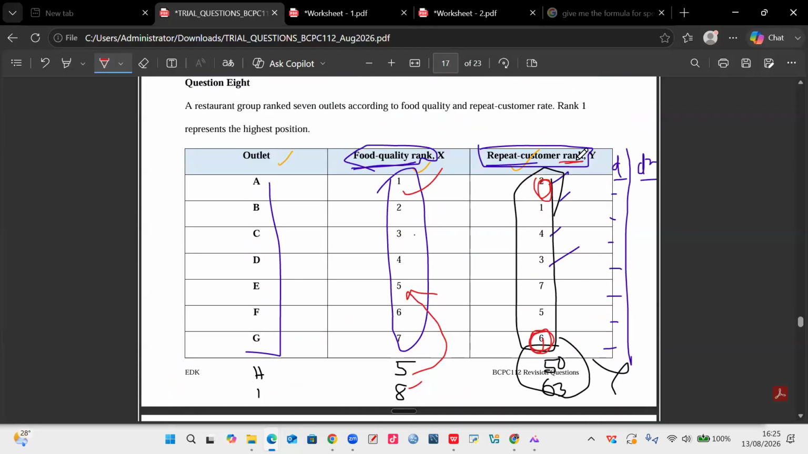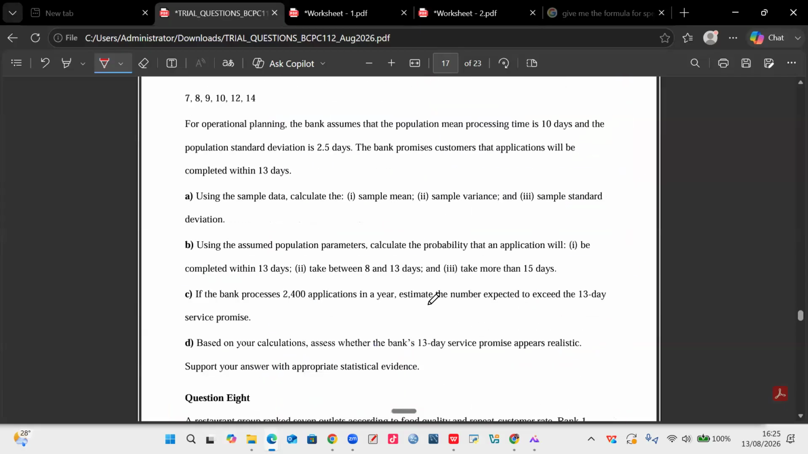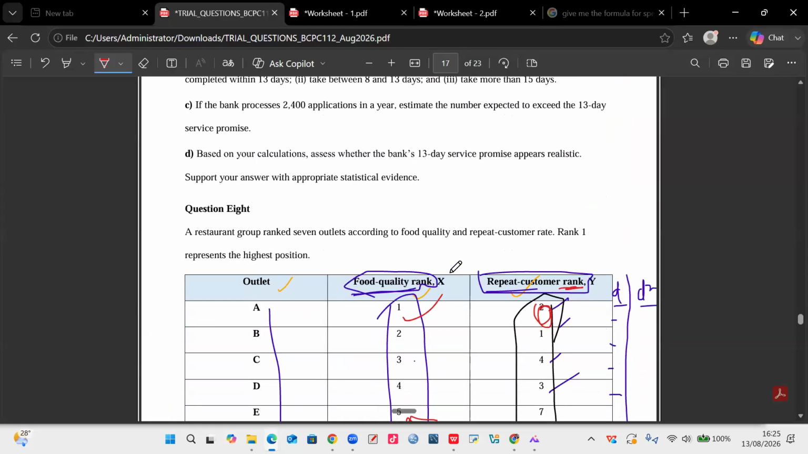These are ranks. They are not values. But this 50 repeat customers turns out to be the total customers who came back. I don't know if I'm making sense. Yes, you are. The Spearman's rank correlation coefficient is talking about ranking, how we rank them. This is the first, this is the second, this is the third, this is the fourth, this is the fifth, this is the sixth, this is the seventh. Are you getting it? Yeah.